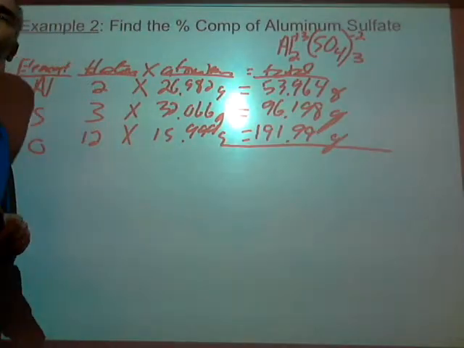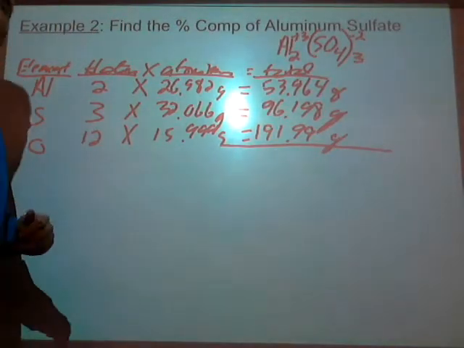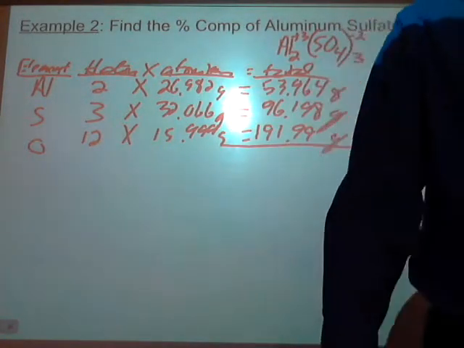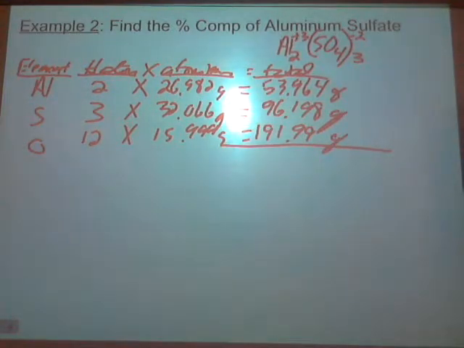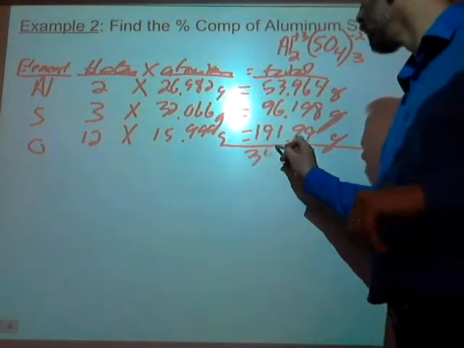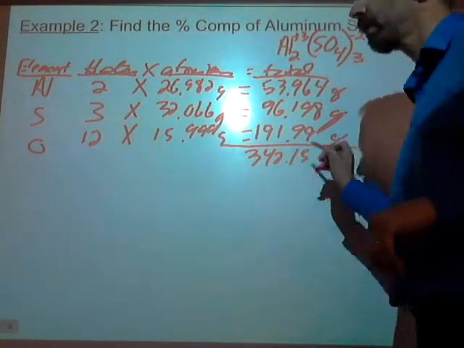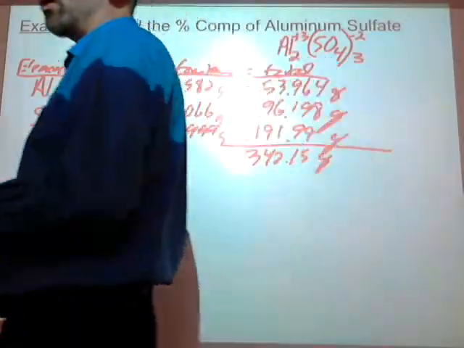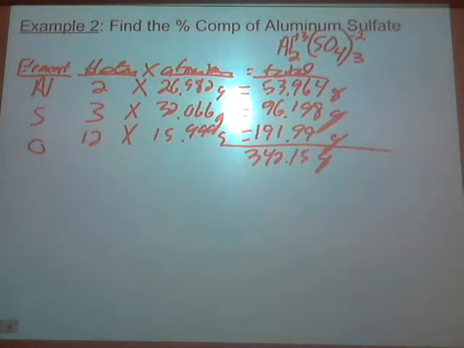I add all those guys up. Everybody should do that so we make sure we have the right numbers, and we'll see if we all get the same answer. Add all those up. Zach, what'd you get? 342.15. 342.15. Everybody else get that? Sound good? All right, good. Now, that's the first step. That's the whole. Now, let's do the part over the whole times 100.